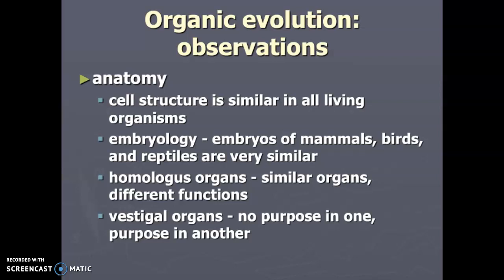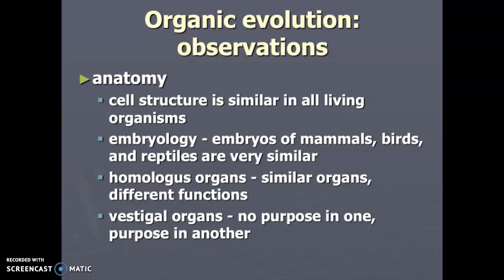The bottom line is, anatomically speaking, the cell structure of all living organisms is basically the same. So your cells are essentially the same as a yeast cell and the same as the kinds of cells that you would find in an oyster or a jellyfish. The cell structure is basically the same in everything. If we look at what we would consider to be the higher order animals, embryos of mammals, birds, reptiles are all very similar, going through very similar stages, and we could put amphibians in there as well.